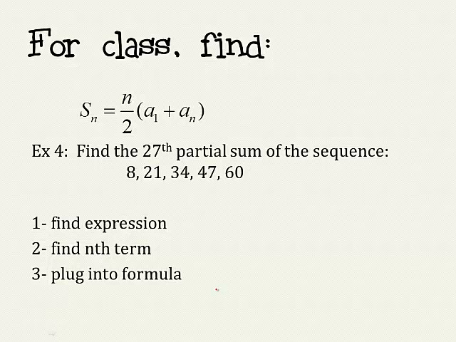For class, I want you to try this one. Follow the same steps we just did. Find the expression, find the nth term, in this case the 27th term, and then plug it into your formula to find that partial sum.